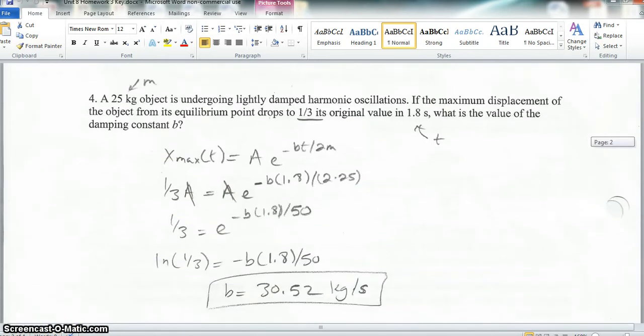So continuing on then with question 4 here. Again, question 4 is very similar to question 3.